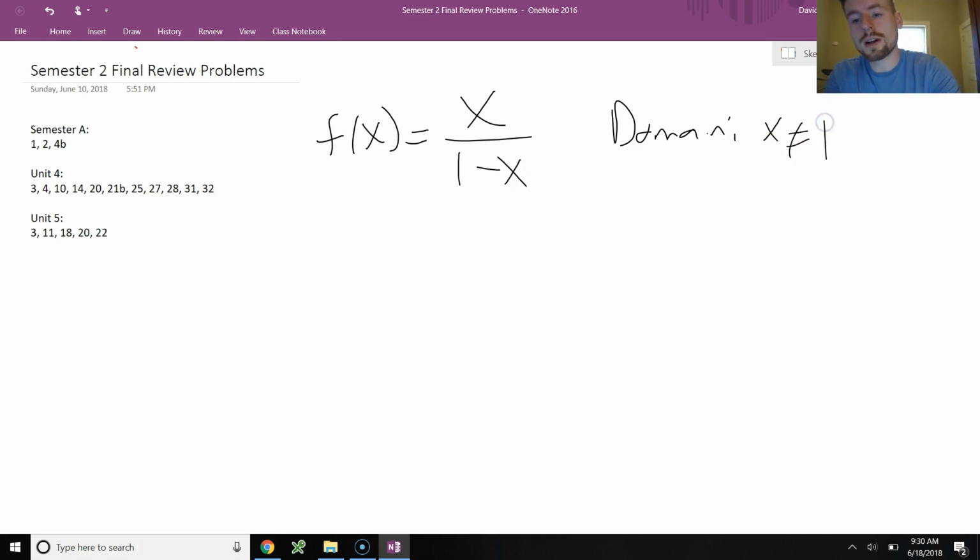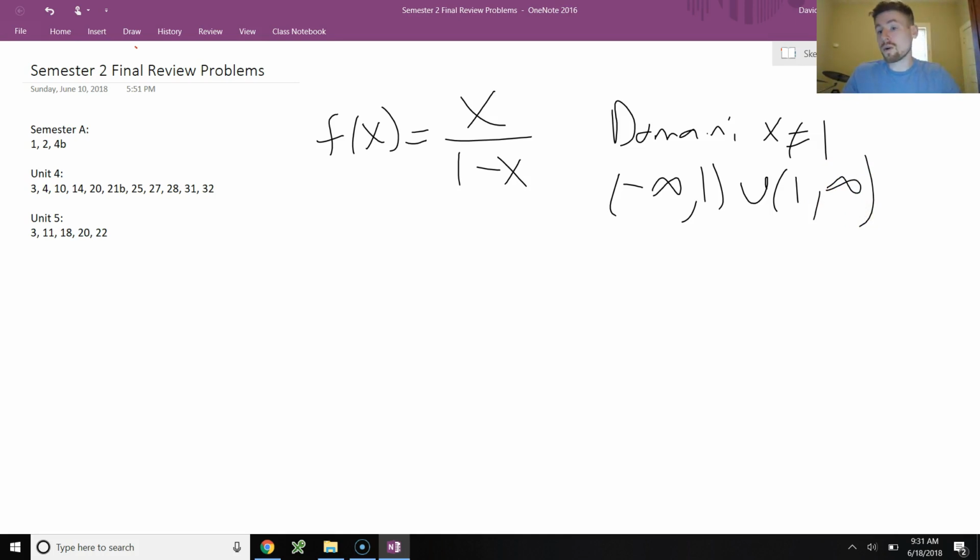So x cannot be 1. Another way to say this is it's -infinity to 1, union 1 to infinity. So that's all the numbers that are not 1. Everything else is good to go. So that's the domain. What's less obvious is the range of this function, so I'm going to hold off on finding it. When we do the inverse algebraically, we'll be able to find that function's domain pretty easily because it's a rational function. And then the domain of that inverse function is going to be the range of the original and vice versa. Okay? So let's go ahead and find the inverse algebraically.